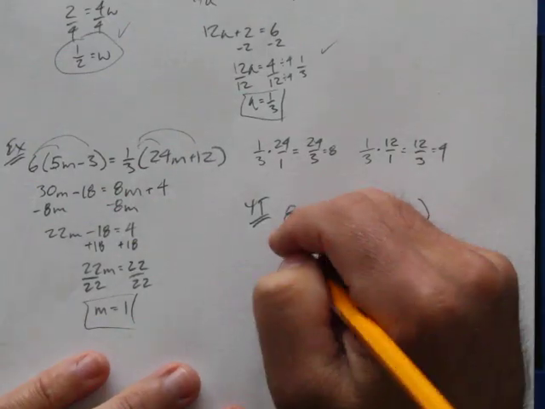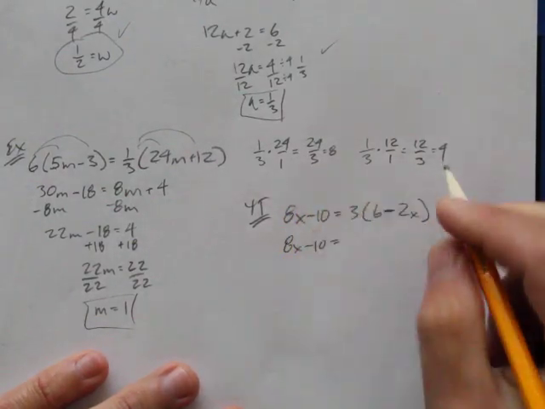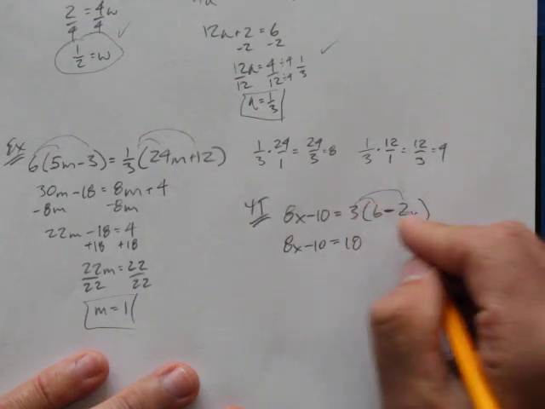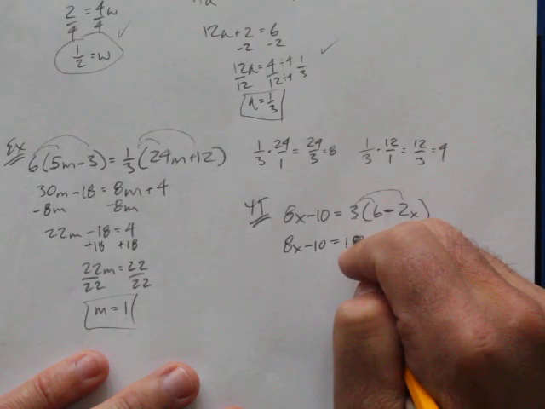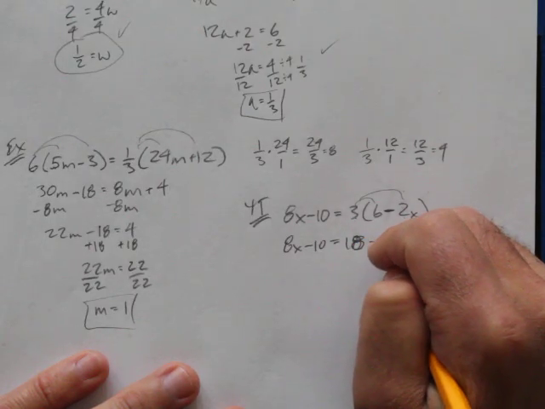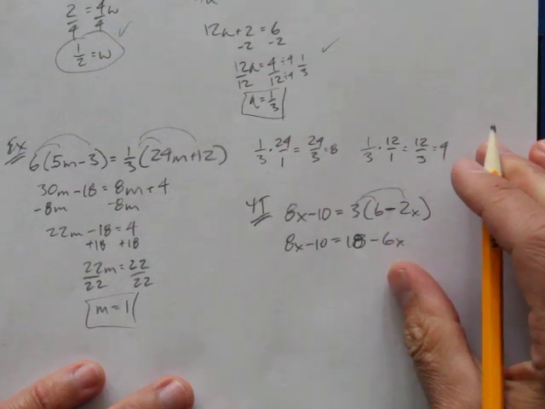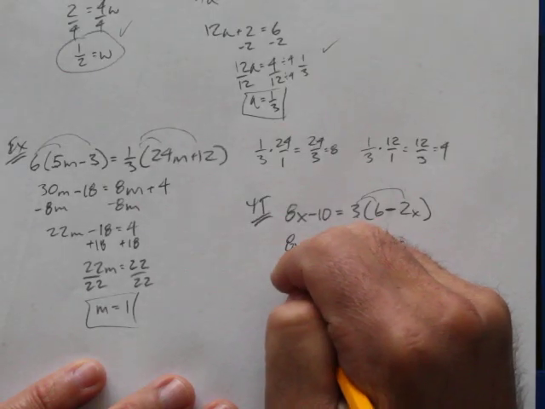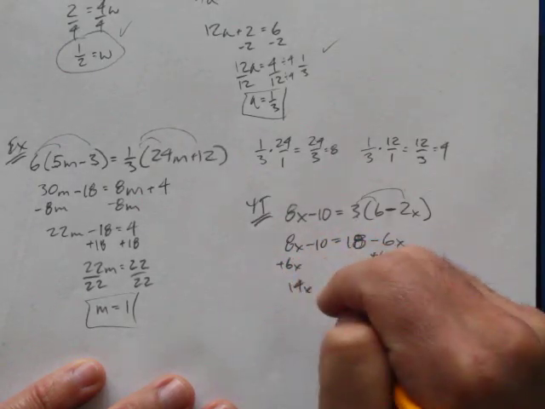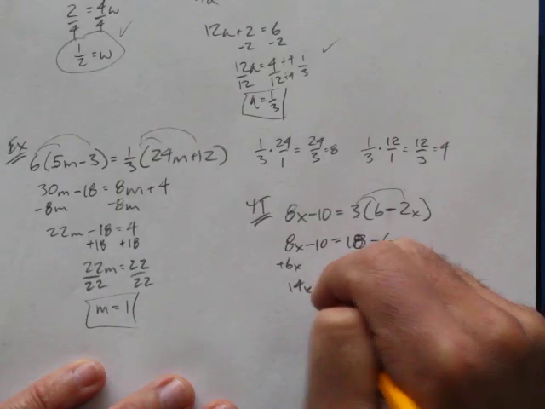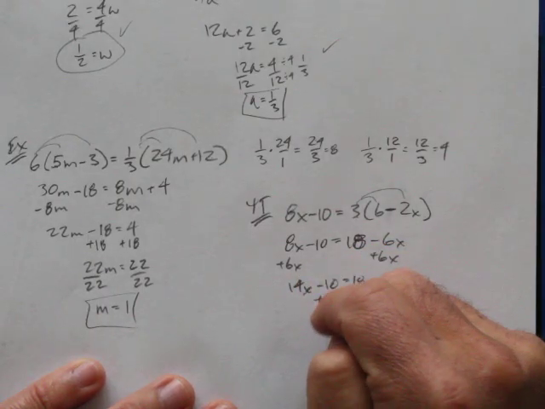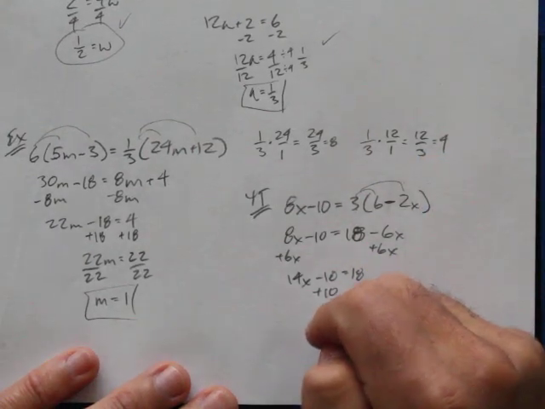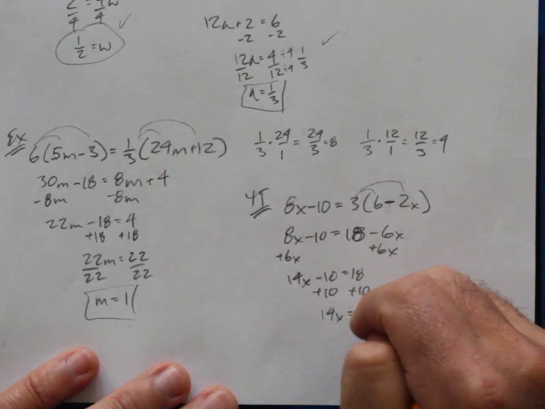All right, welcome back. 8x minus 10 equals, now I'm going to distribute these two here. 3 times 6 is 18. 3 times negative 2x is negative 6x. Now I am going to add 6x to both sides, and I get 14x minus 10 equals 18. I'm going to add 10 to each side. I want the x to be by itself. So now I've got 14x equals 28.